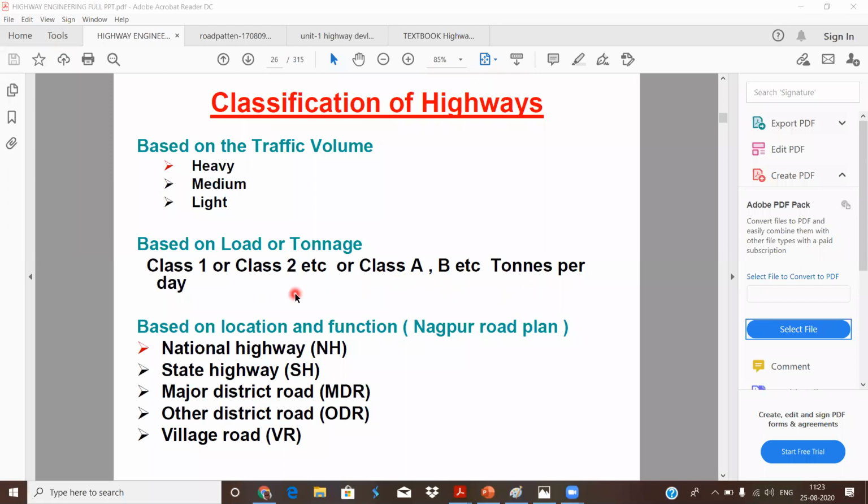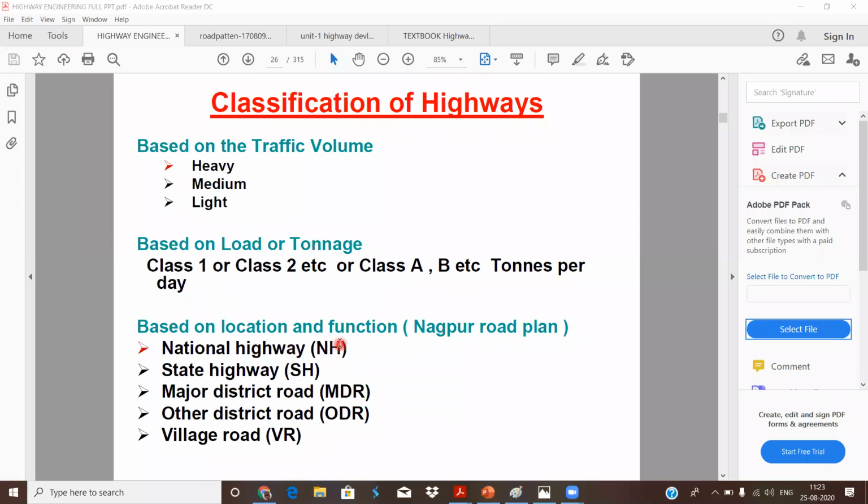If we take any road, how many tons of weight act on the pavement is considered for this type of classification based on load. So class A, class B type of roads are considered.